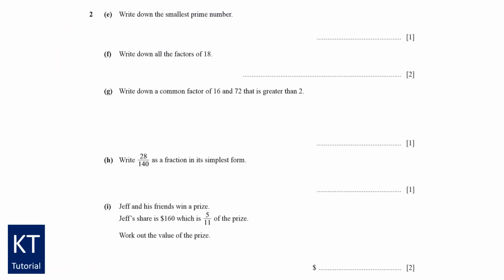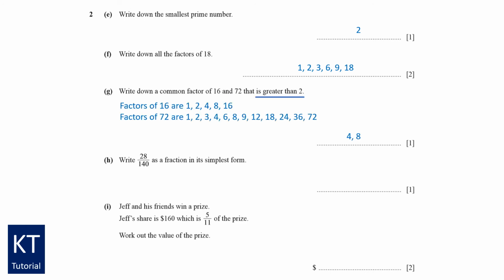Question 2E. Write down the smallest prime number. The smallest prime number is 2. Question 2F. Write down all the factors of 18. The numbers are 1, 2, 3, 6, 9, and 18. Question 2G. Write down a common factor of 16 and 72 that is greater than 2. By identifying the factors of both 16 and 72, the common factors greater than 2 are just 4 and 8.